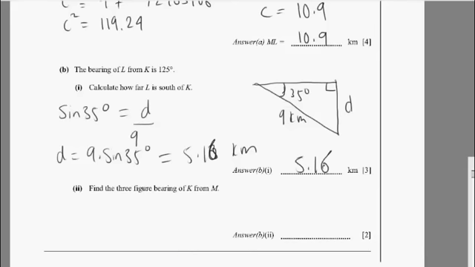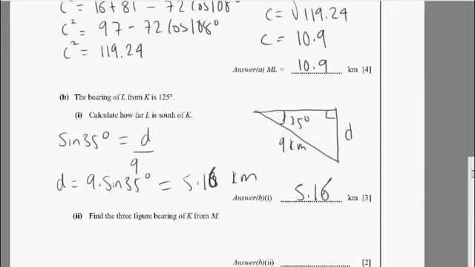Now remember, bearings always have 3 digits. So for example, a 45 degree bearing would be read as 045 instead of just 45 degrees. Even if there's a 2-digit angle or bearing, you still have to tack on the 0 in front of it. So in this question we're finding the 3-figure bearing of K from M. It's really important that you look at it: it's K from M, not M from K.